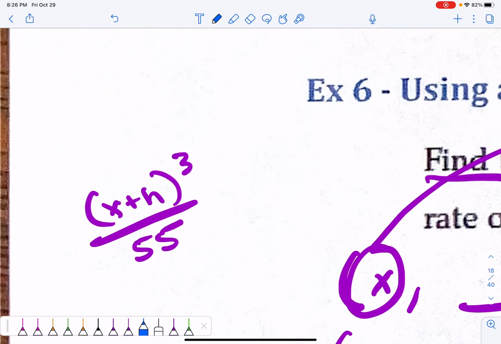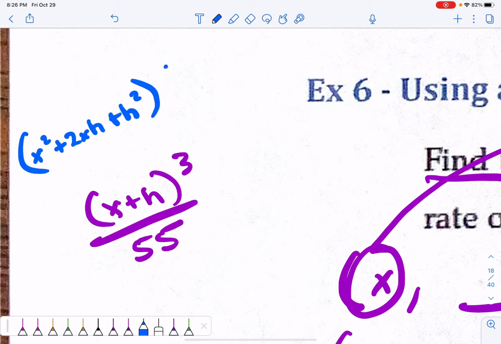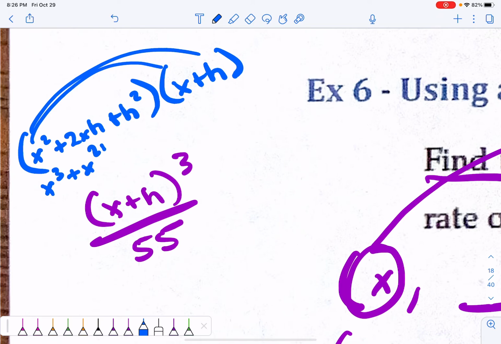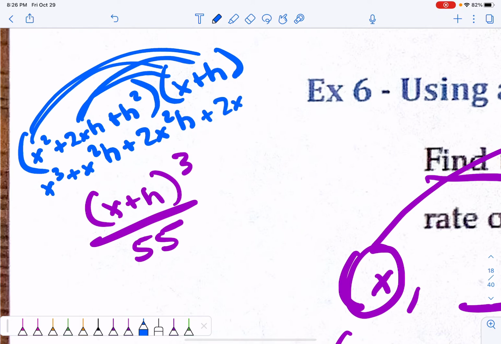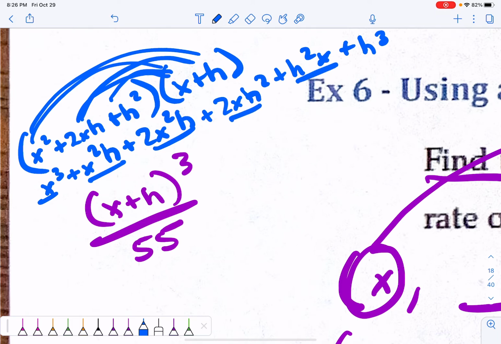Now we've already taken it to the second power. And when we took it to the second power, it was x squared plus 2xh plus h squared. And then it's x plus h again, and then we have to FOIL that all out. So that will be x to the third power plus x squared h, plus 2x squared h plus 2xh squared, plus h squared x plus h to the third power. That's a lot of stuff. There's 1, 2, 3, 4, 5, 6 pieces.